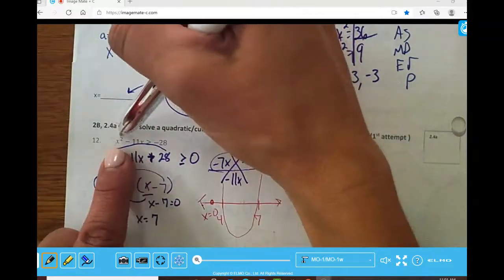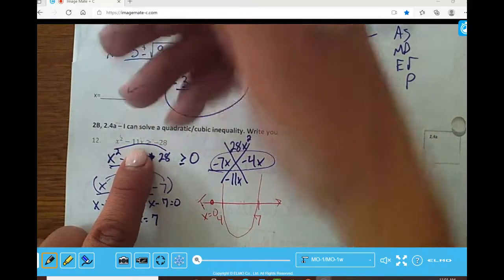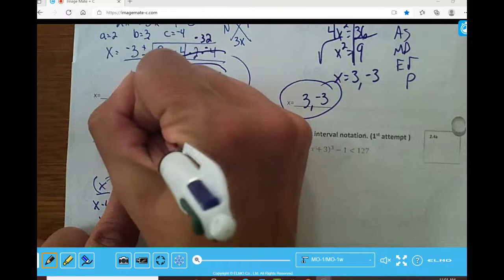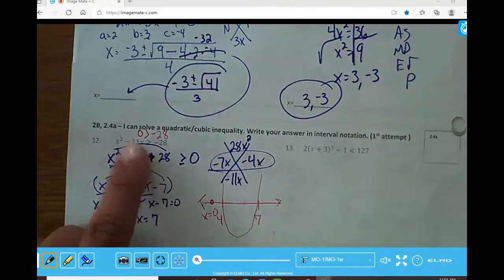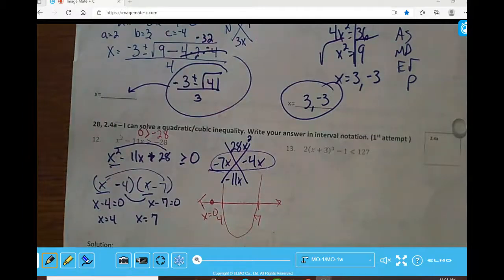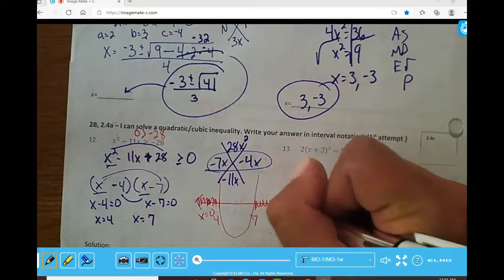And when you put 0 in for x and square, you get 0. When you take 11 times 0, you get 0. So when you are done, this is what your alligator is seeing. And your alligator is happy. 0 is bigger than negative 28. So it likes to be here, and it likes to be here.